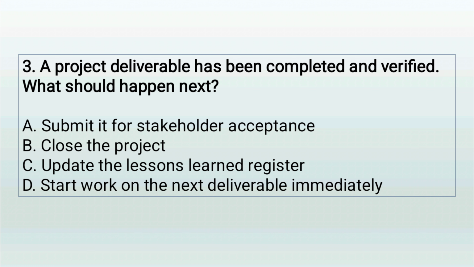Question 3. A project deliverable has been completed and verified. What should happen next? A. Submit it for stakeholder acceptance. B. Close the project. C. Update the lessons learned register. D. Start work on the next deliverable immediately.